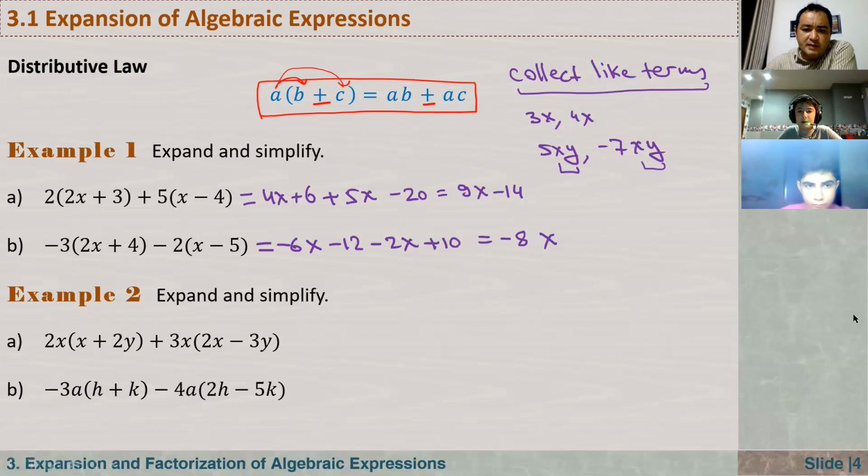Okay. So minus 8x. And minus 12 plus 10. Minus 2. Minus 2. Very good. Musa, do question 2a.